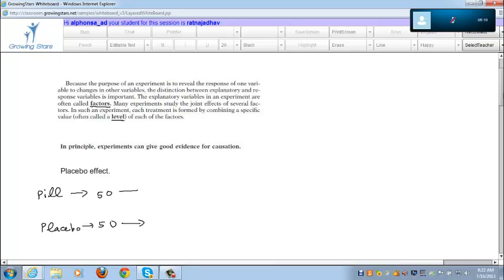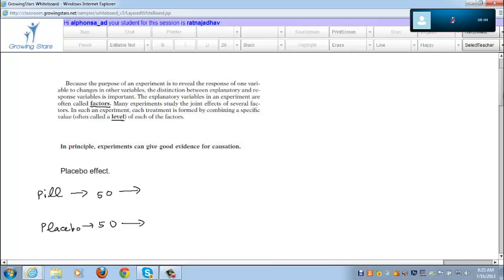If the pill shows more good response in the subjects than the placebo, then the pill is actually good. But if they both show the same proportion of positive effects, then there is no difference. The pill is not good. This type of experiment is called a comparative experiment. We compare the effect of the pill with a dummy or any other treatment.